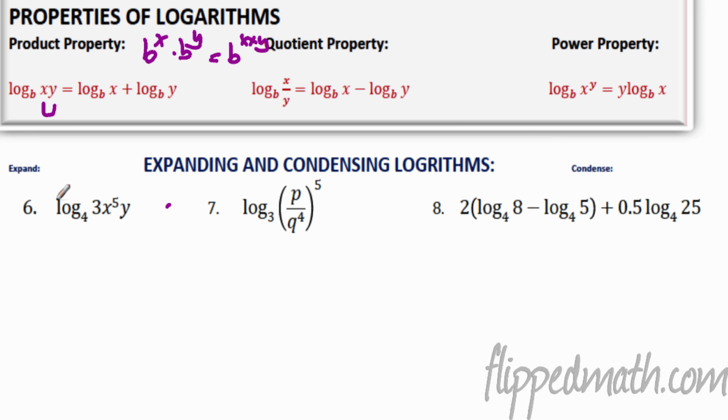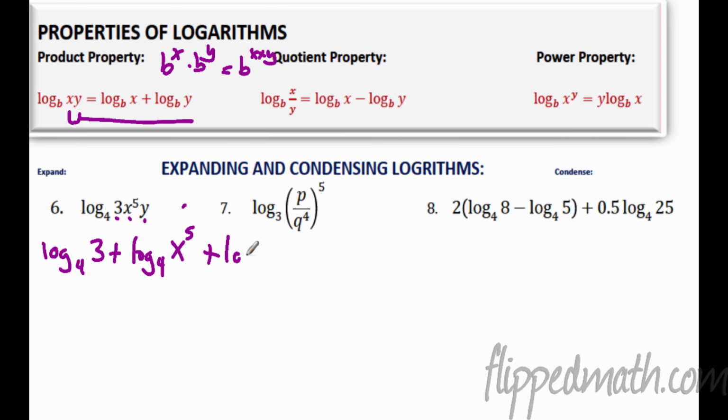So let's look at number 6. How are we going to expand this? Well, we have log base 4 of, I see this term, we have this term that's raised to the 5th power, and we have this term, and they're all being multiplied by each other. So the first thing I would do is separate them using the product property. So this would equal log base 4 of 3 plus log base 4 of x to the 5th, that's one term in itself, plus log base 4 of y. And now we're going to deal with that 5, that exponent up there. We're going to put that down front.